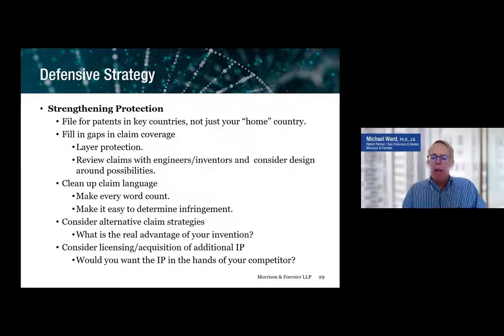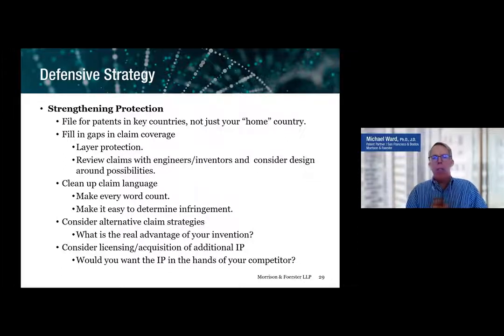You want to make sure you're reviewing those claims with your engineers and inventors and ask them the question, here's the claim that we have. Put your design-around hat on, put your competitor's hat on, look at that claim. How can I design around that? How can I do it differently? Again, make every word count. We talked about that. Think about alternative claim strategies. What's the real advantage of your invention? What's the problem that it's solving?